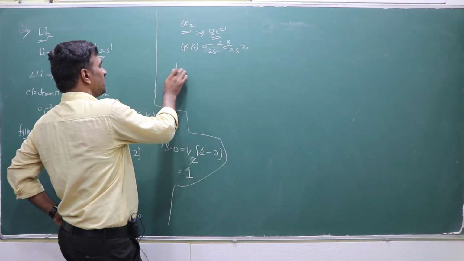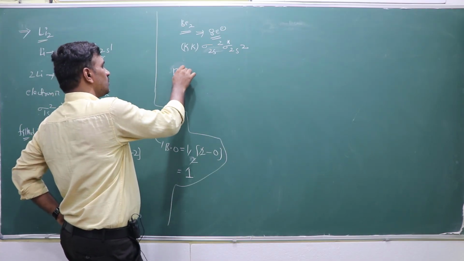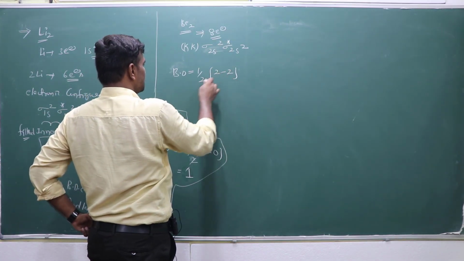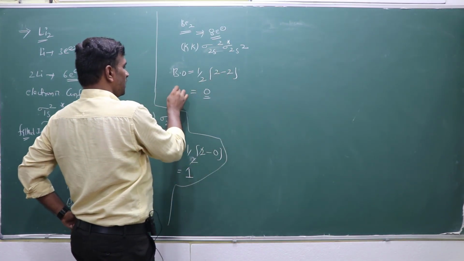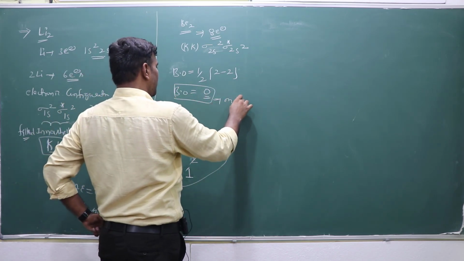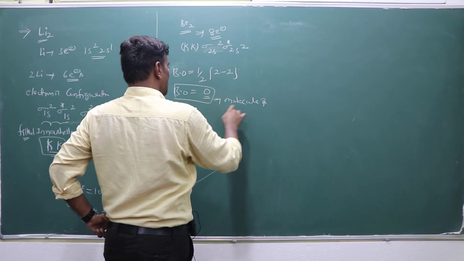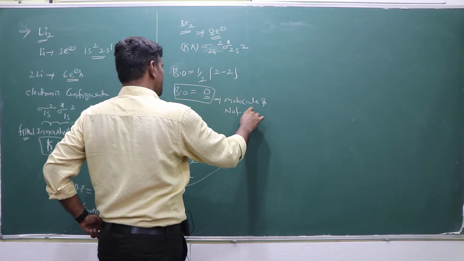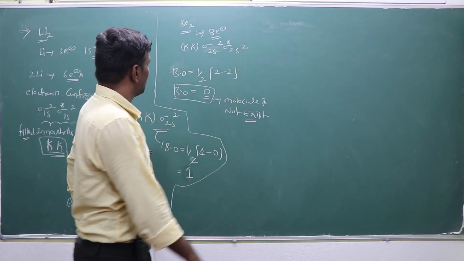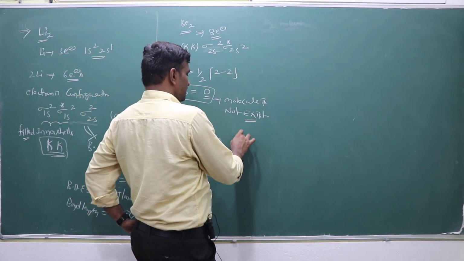So what will happen? Bond order is half into number of bonding 2, anti-bonding 2. That means 0. When bond order is 0, the molecule does not exist.